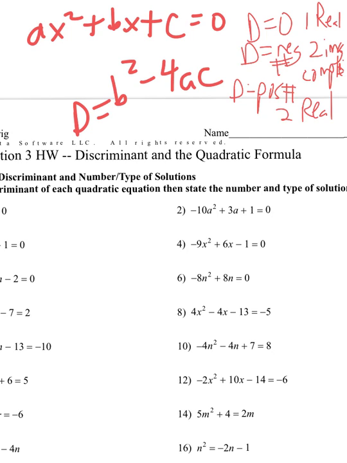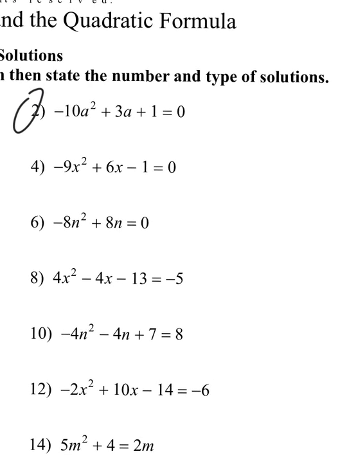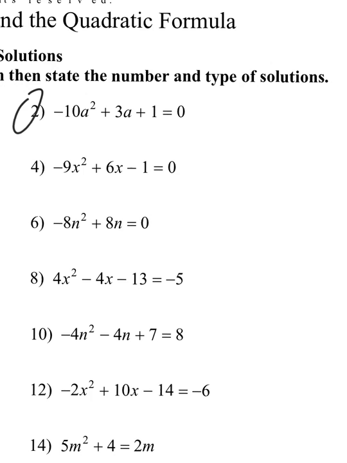So let's go down and look at number 2, right down here. I'm going to zoom in on this problem. This one's already in the form ax squared plus bx plus c equals 0. It's set equal to 0. That's the first thing. So now I'm going to do my b squared minus 4ac. So a is negative 10, b is 3, and c is equal to 1.